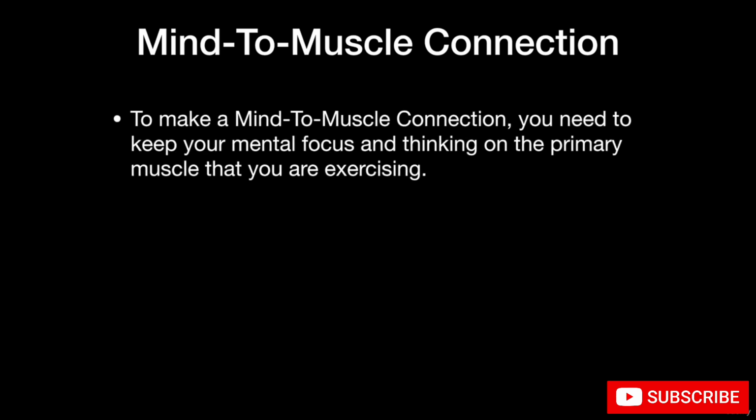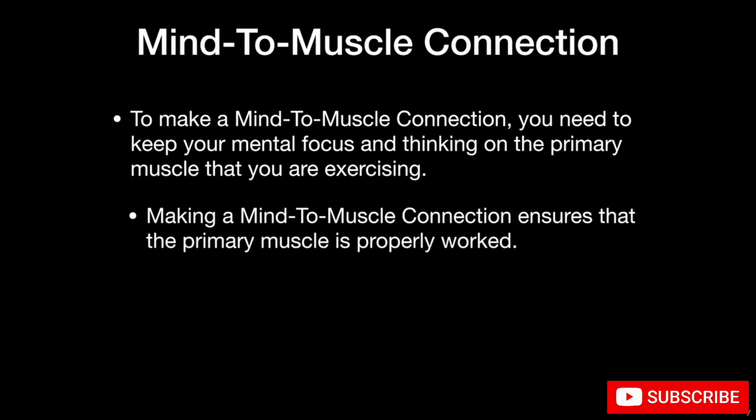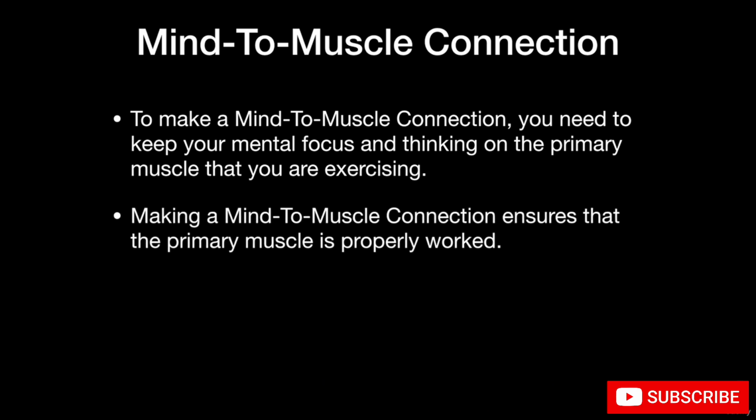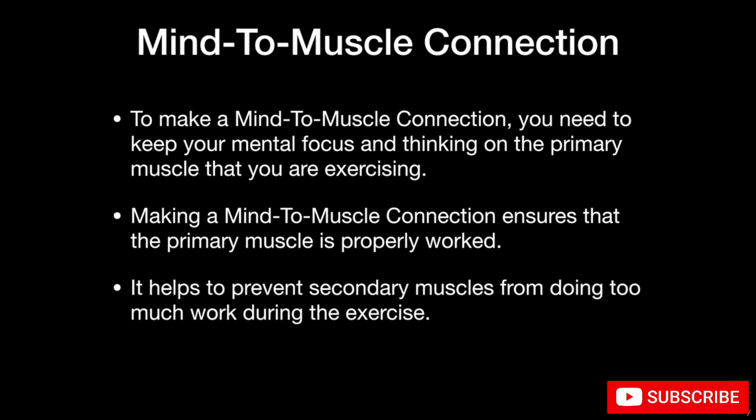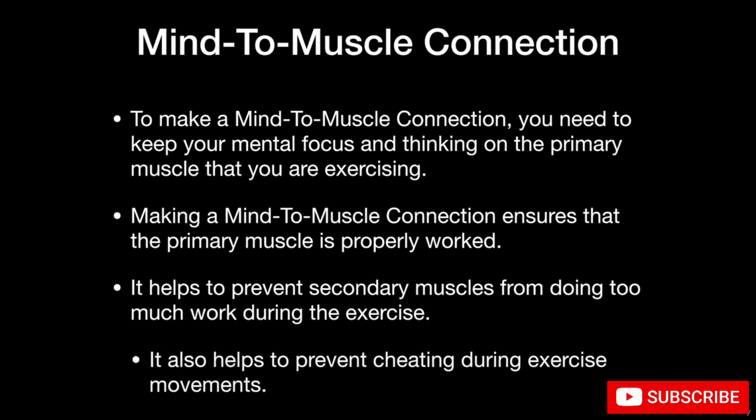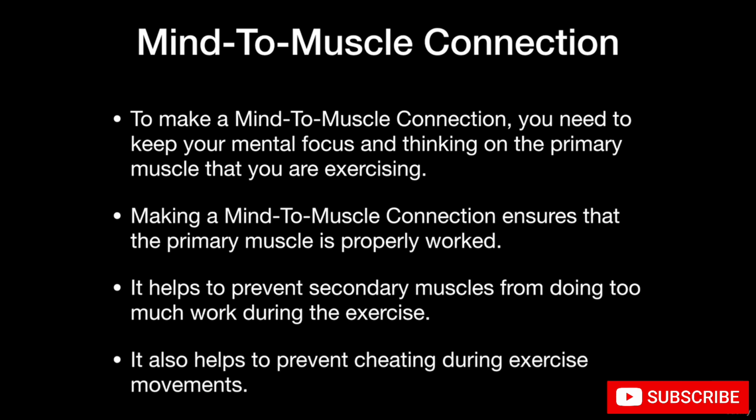Mind to muscle connection. To make a mind to muscle connection, you need to keep your mental focus and thinking on the primary muscle that you're exercising. Making a mind to muscle connection ensures that the primary muscle is properly worked. It helps to prevent secondary muscles from doing too much of the work during the exercise. It also helps to prevent cheating during exercise movements.